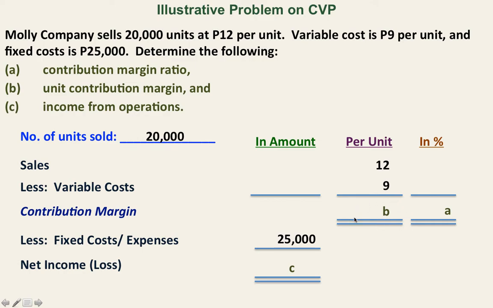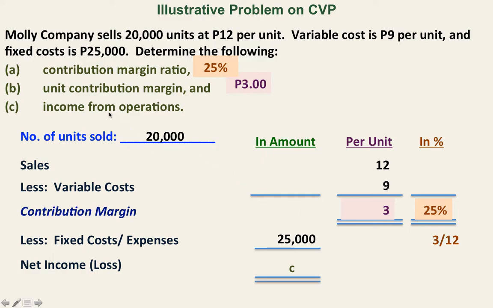So the first thing that you can compute is B, because it is only 12, which is sales less variable cost. So the amount will be 3. So here you can answer letter B. Now, if you have this contribution margin, what you just have to do to get the contribution margin ratio is divide it by its selling price. So 3 over 12 will give you 25%. So the answer for A is 25%.